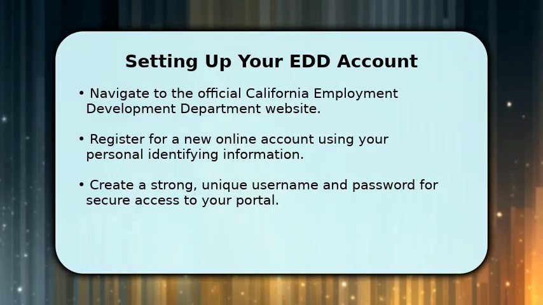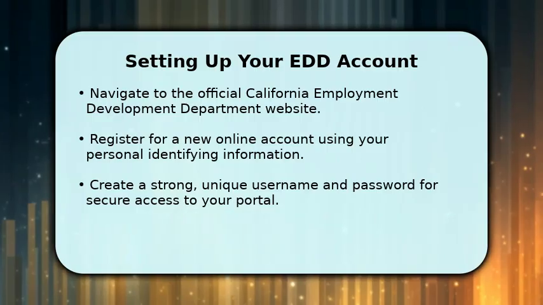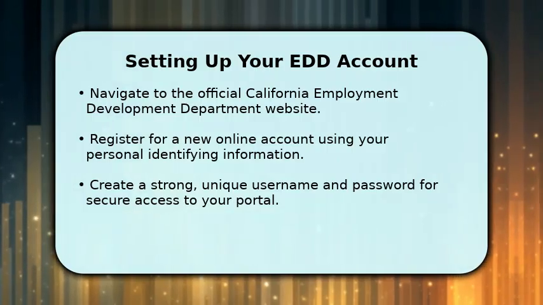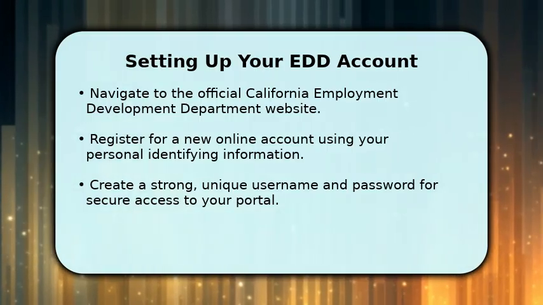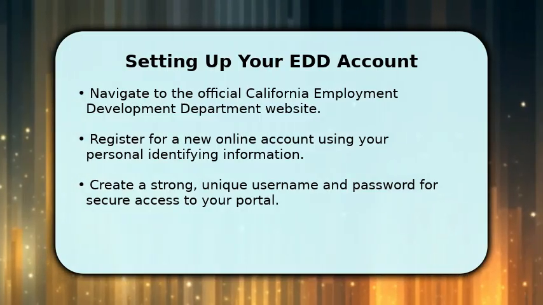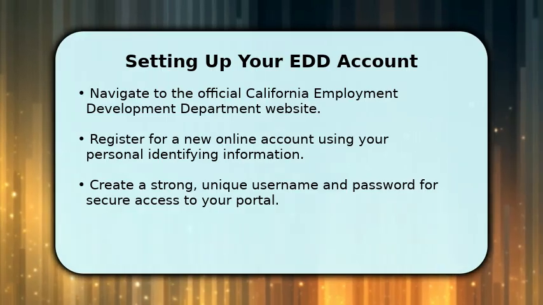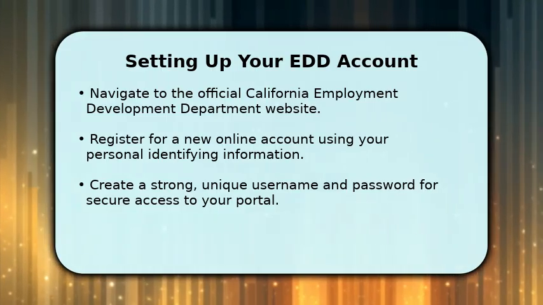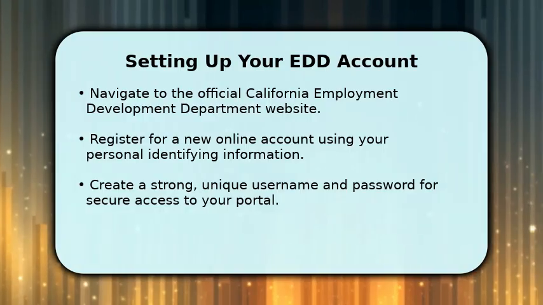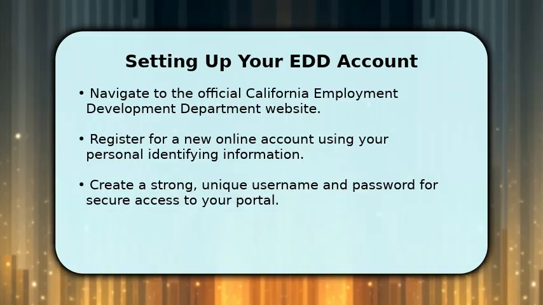Once you have your documents ready, your next step is to visit the official California Employment Development Department website. Look for the Benefit Programs online section to register for a new account. You will need to provide some personal identifying information to set up your profile. Remember to create a strong, unique username and password to protect your sensitive data. This account will be your primary portal for managing your unemployment claim.